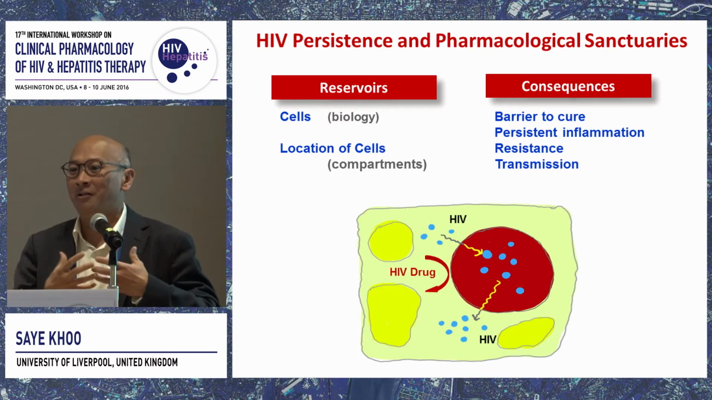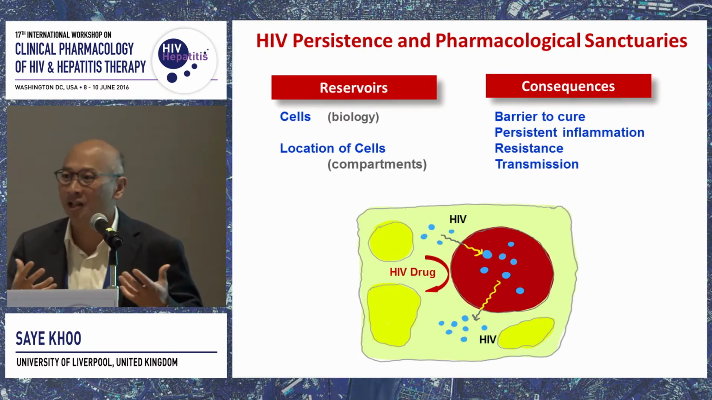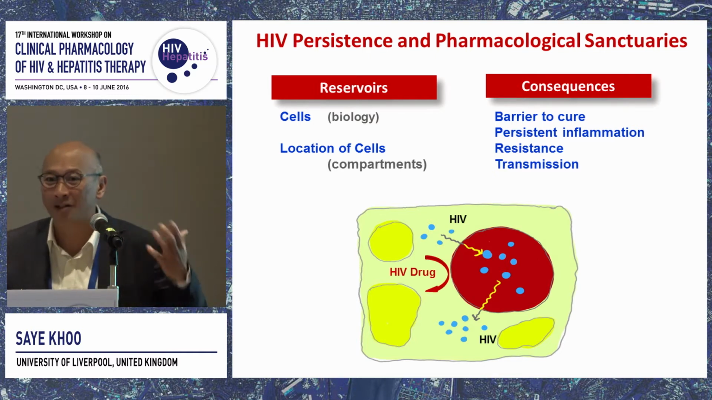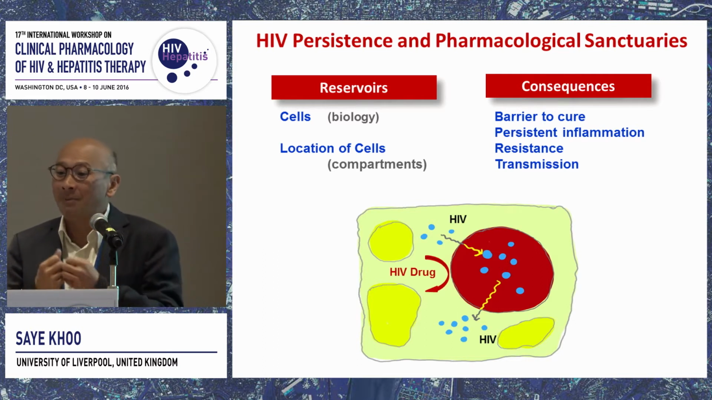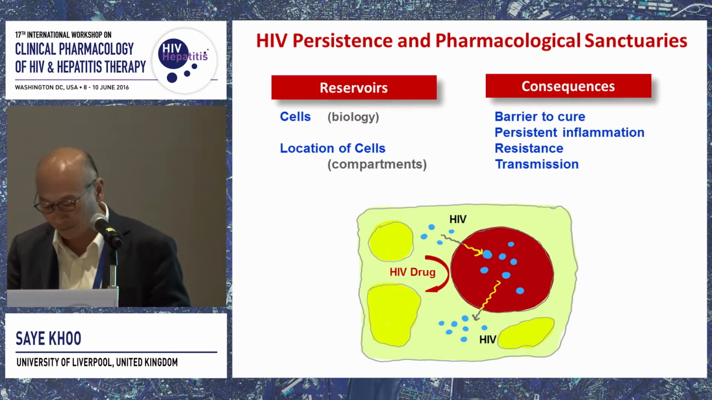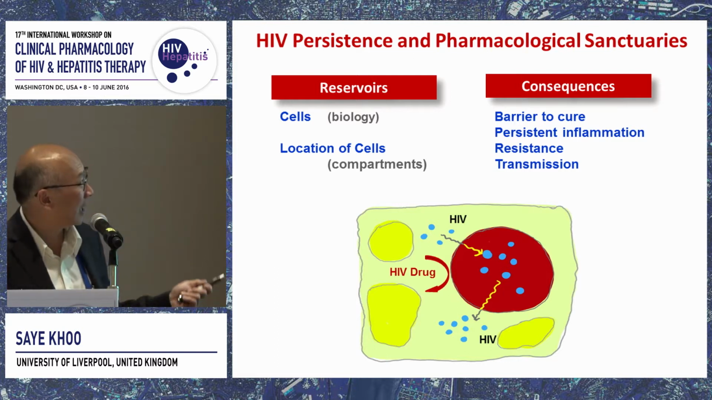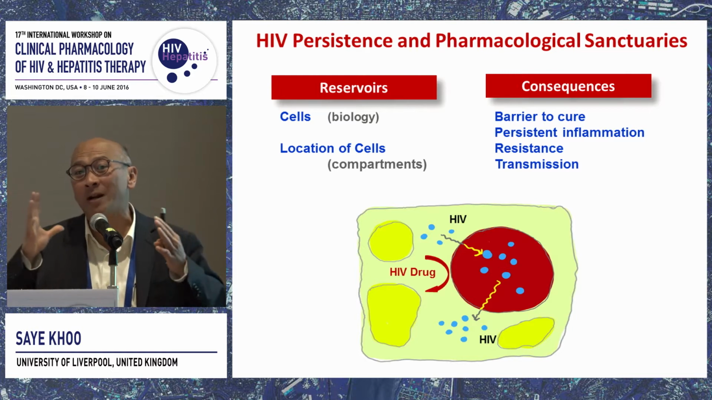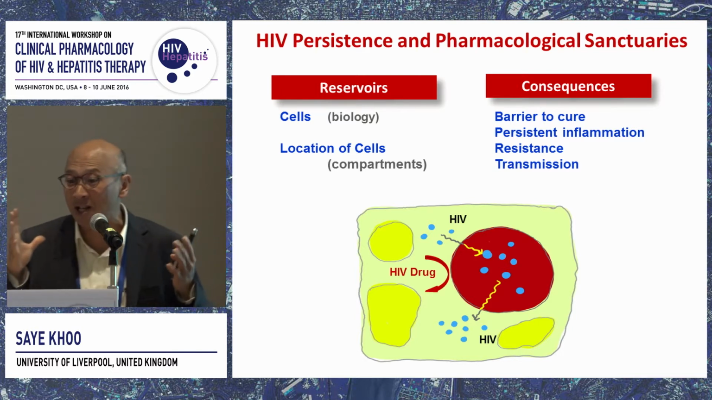So, first of all, when people talk, it's important to define what you mean when you use words like reservoir and sanctuary and persistence. Some people take that to mean one particular cell, central memory T cells, long-lived. Other people take it to be one particular compartment, only anatomical compartments. So for the purpose of this talk, I am going to talk about reservoirs primarily as being in cells, because that's where HIV replicates and that's where it persists.